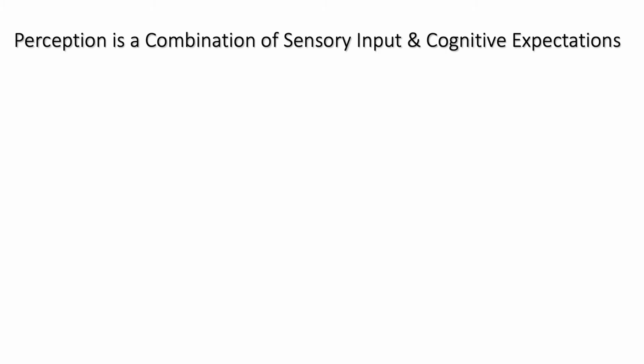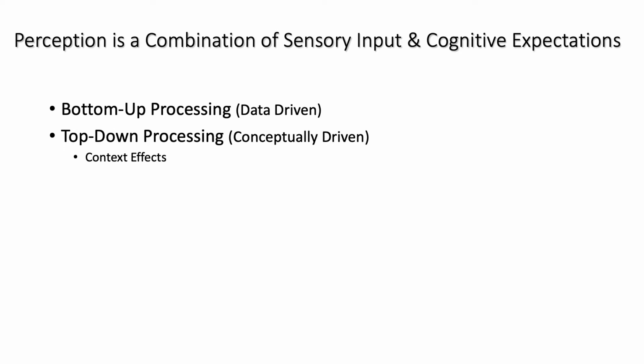In daily life, perception is almost always a combination of sensory input from the world and our cognitive expectations about what we ought to be perceiving out there in the world. And therefore, we're going to make a distinction between something called bottom-up processing, also known as data-driven processing, and top-down processing, also known as conceptually driven processing. Let me give you a silly example to illustrate the difference.